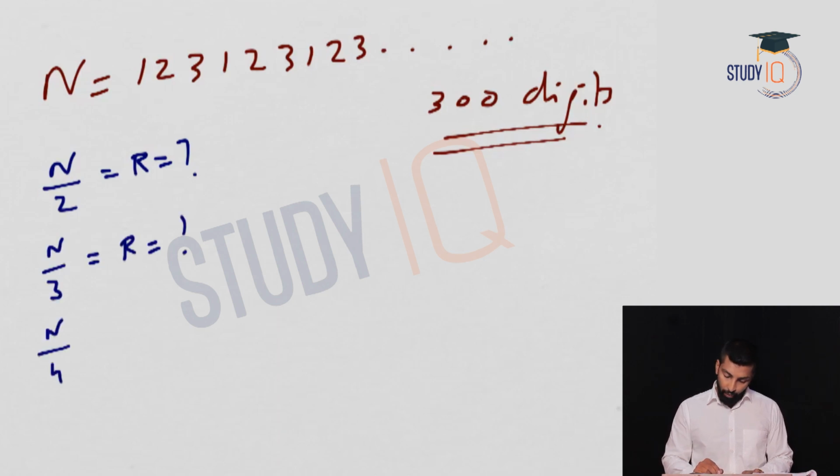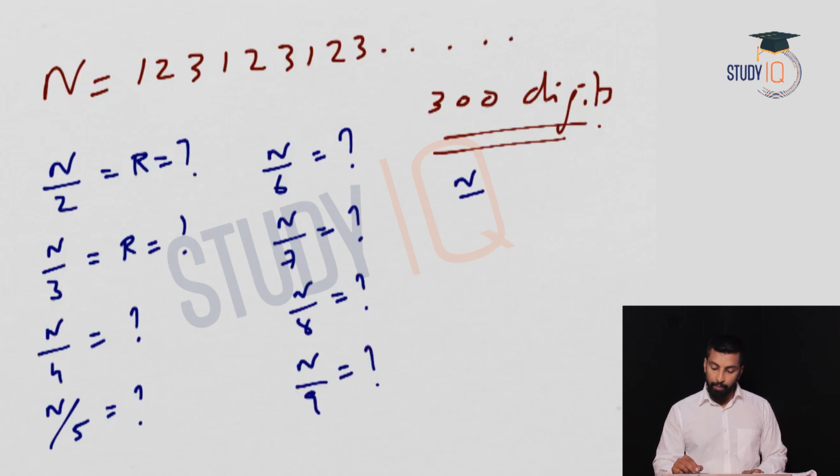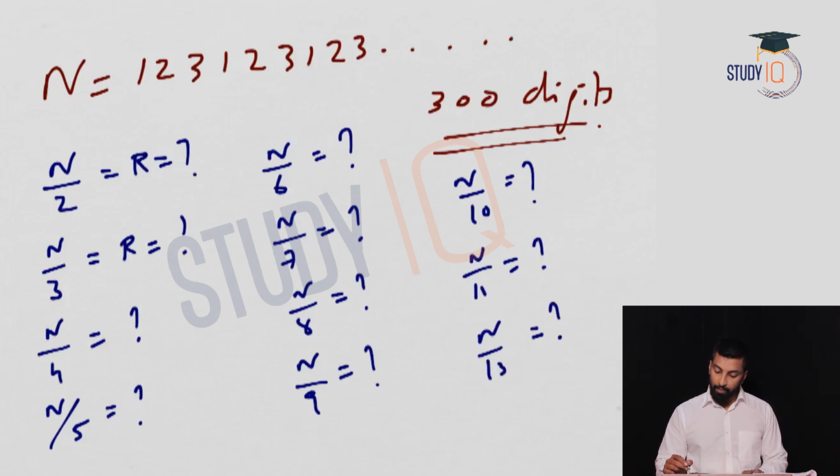N divided by 4. What is the remainder? N divided by 5. What is the remainder? N divided by 6. What is the remainder? N divided by 7. What is the remainder? N divided by 8. What is the remainder? N divided by 9. What is the remainder? N divided by 10. What is the remainder? N divided by 11. What is the remainder? N divided by 13. What is the remainder? N divided by 37. What is the remainder?